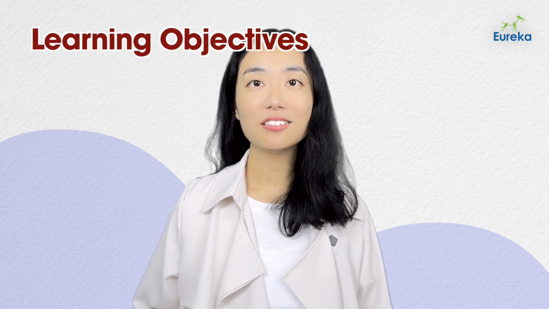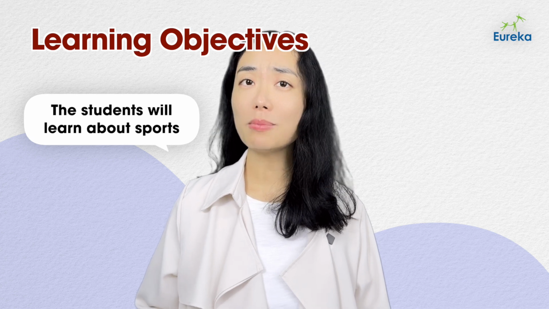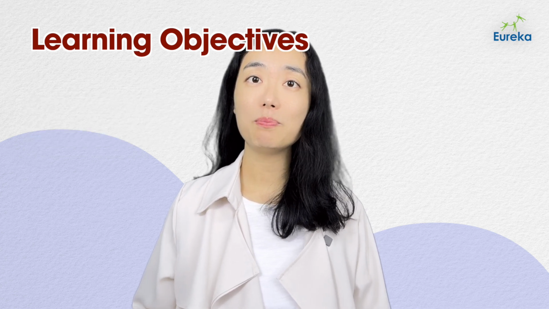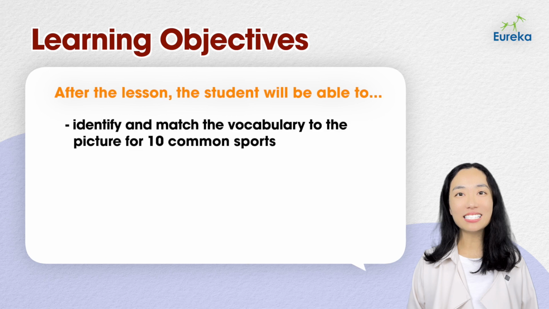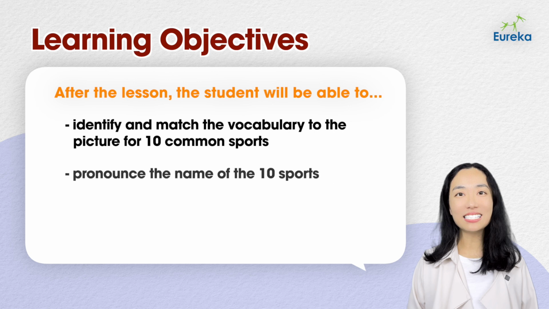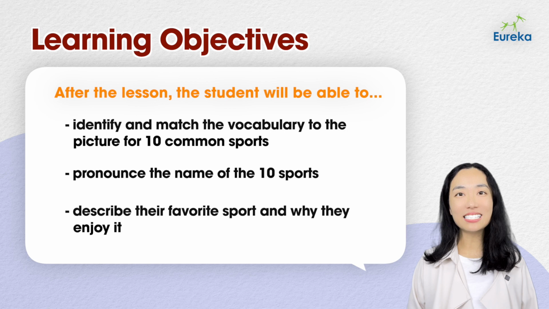For learning objectives, instead of saying the students will learn about the topic of sports, it would be better if you said, after the lesson, the student will be able to A. Identify and match the vocabulary for 10 of the common sports. B. Be able to pronounce the names of the 10 sports. C. Describe their favorite sports and why they like it.